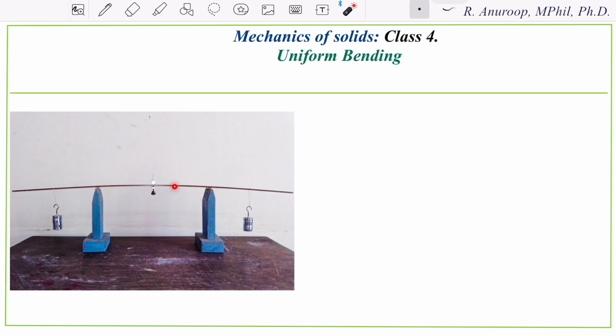Therefore, the bending is uniform. Since the bent beam forms an arc of a circle with constant radius of curvature, the bending is said to be uniform. Now, due to this bending, there is an elevation at the middle point of the beam, and we have to find out the elevation at the middle point.